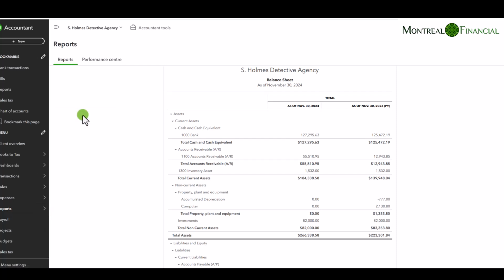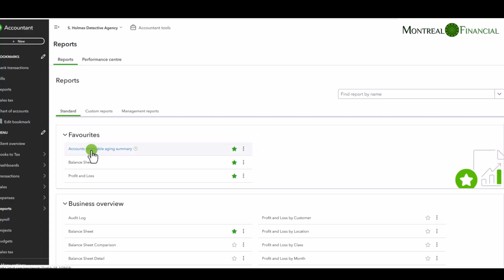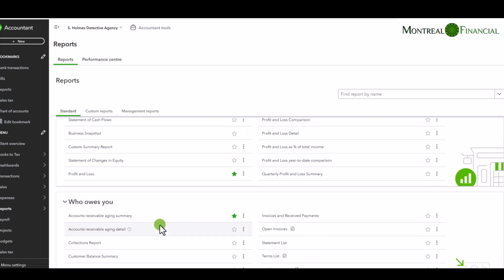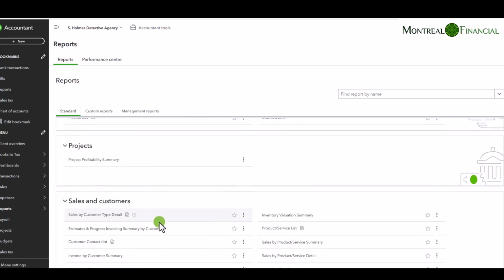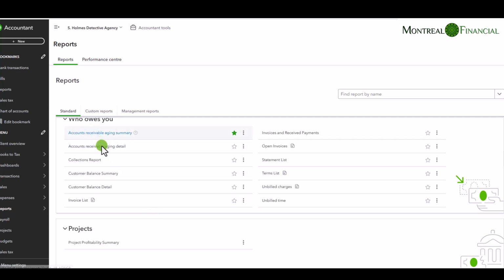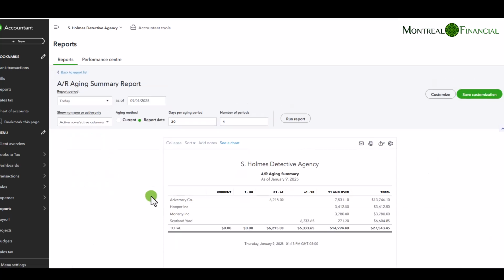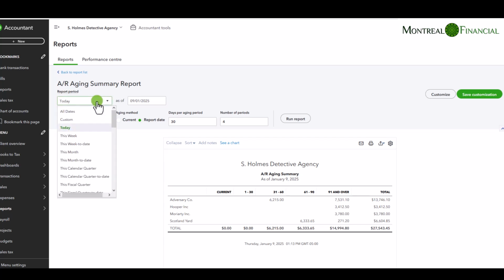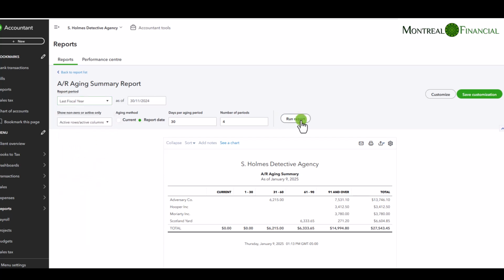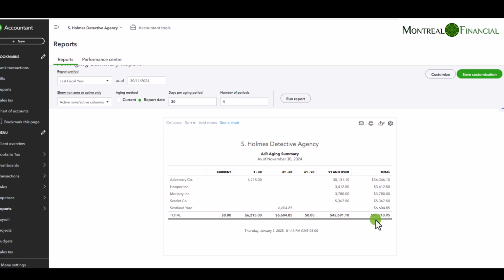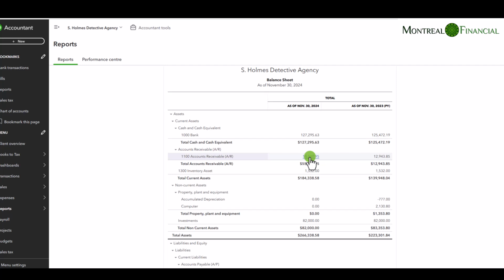So open link in new tab, click here, and then you would want to go to the accounts receivable aging summary. This is also available under who owes you. So you click on that, and here you would want to go to your last fiscal year run report, and then make sure that this total, first of all, agrees to what's on here.